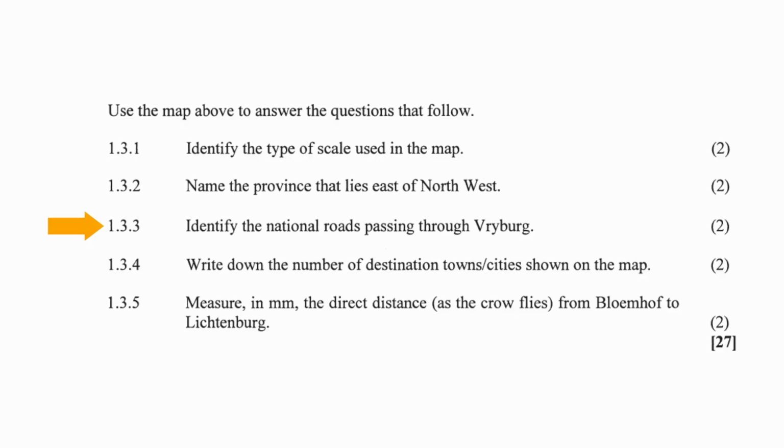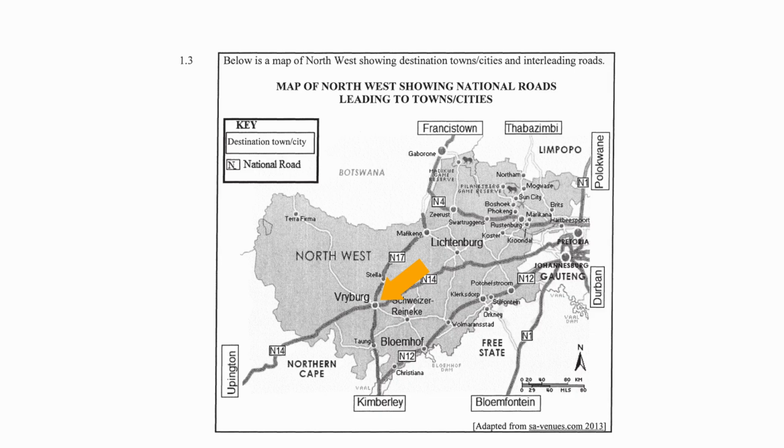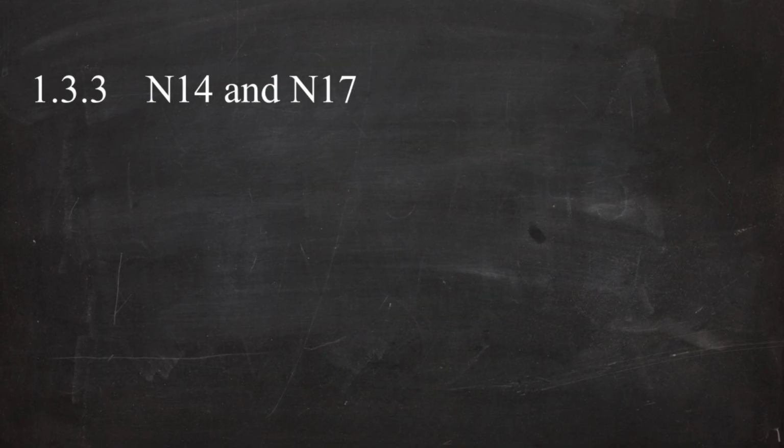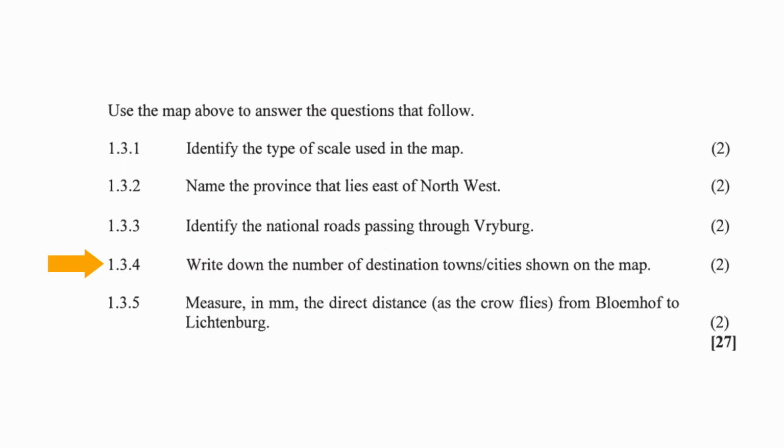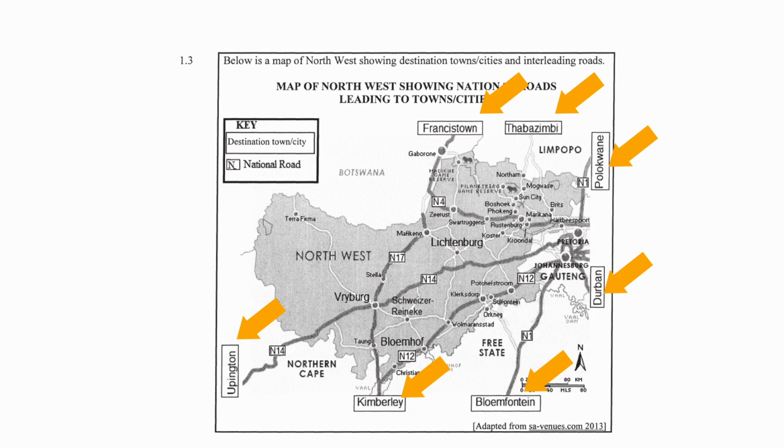In question 133, you have to identify the national roads passing through Vryburg. The national roads that pass through Vryburg are the N14 and the N17. In question 134, you have to write down the number of destination towns or cities shown on the map. From the map, we count 7 destination towns or cities.